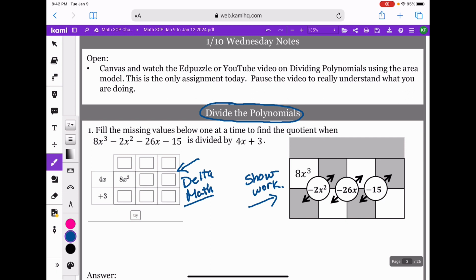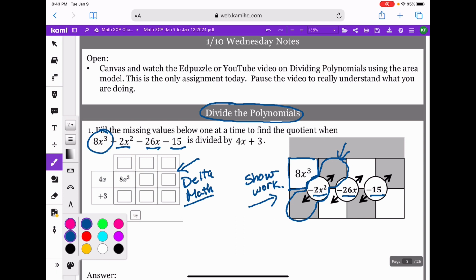And how this is set up is that the 8x cubed, or the leading term, the highest power, is in the first rectangle. And then the additional terms that I'm underlining are in the circles. So that's the difference between Delta Math and the way we're going to do it in class. The reason why is the circles help us to figure out what two terms in this little peanut shape are going to equal the middle circle term. So this is negative 2x squared based on the problem. So that's why we're setting up the problem this way.